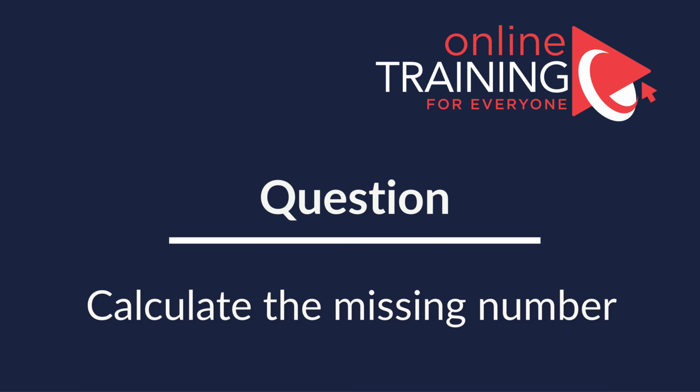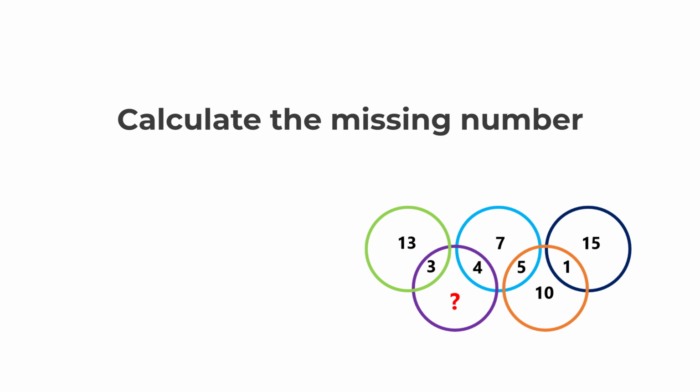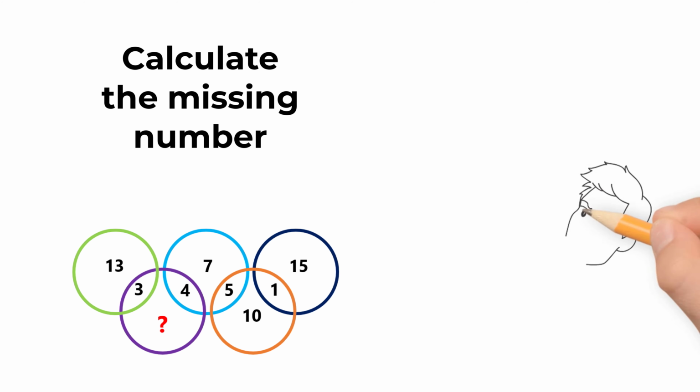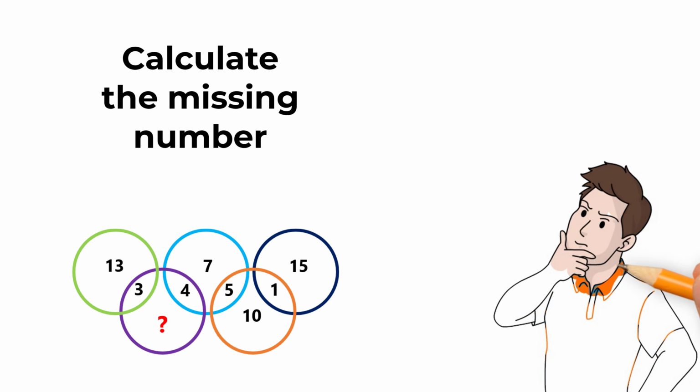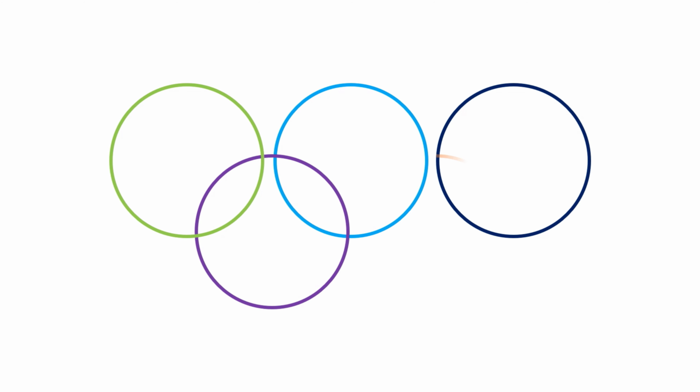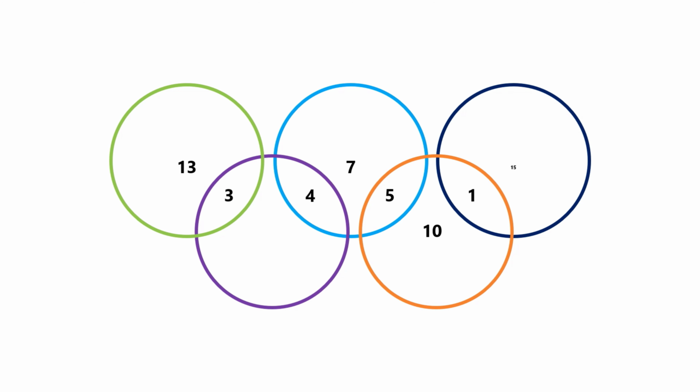This is one of my favorite questions because it is very frequently used in a test. You're presented with 5 crossing circles. All circles are of different colors. There are numbers inside the circles, as well as numbers on the intersections of the circles. The numbers that you see on the screen are 13, 3, 4, 7, 5, 10, 1, and 15. There's also one number missing, which is highlighted with the question mark.